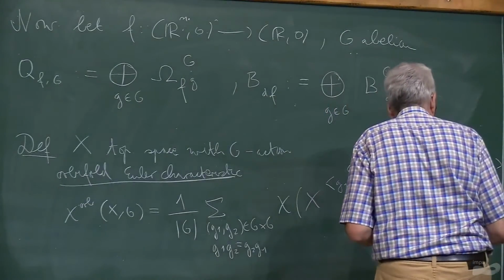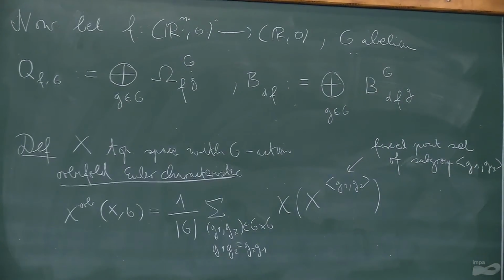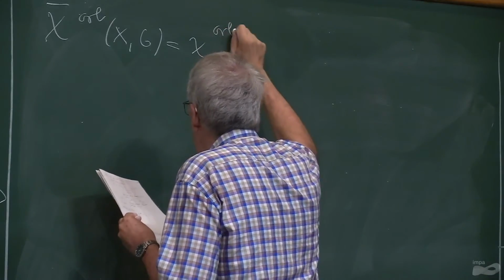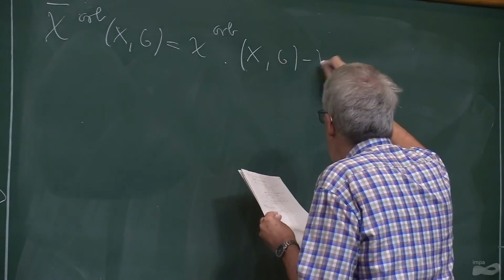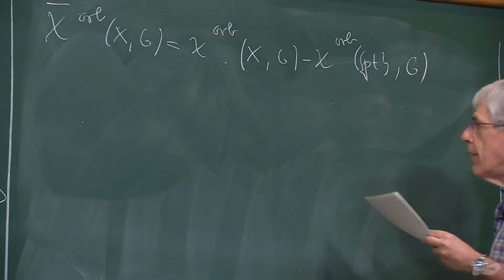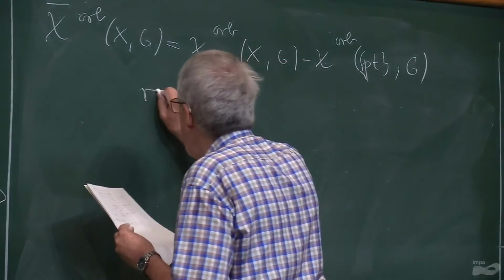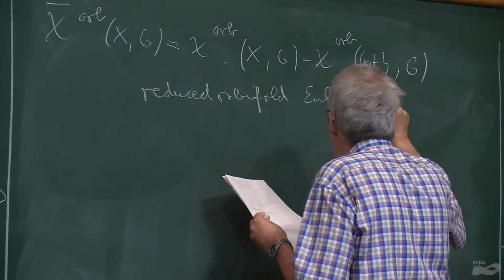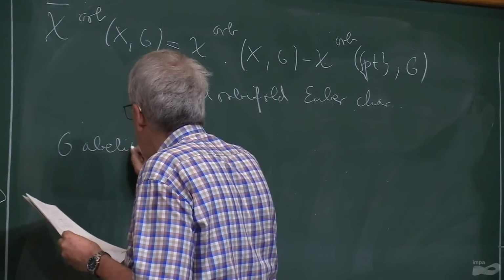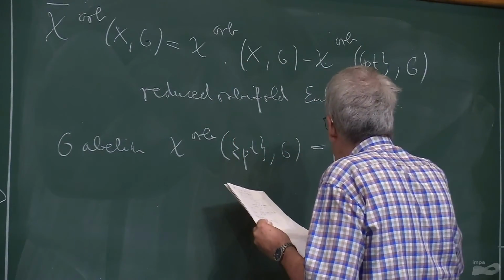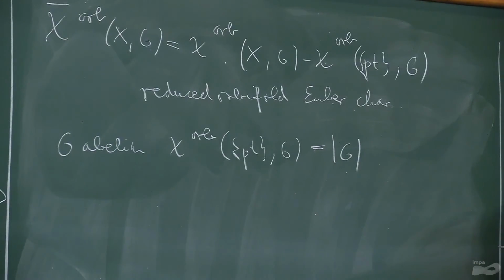And we need the notion of the reduced orbifold Euler characteristic. So chi orb bar of X, G is equal to chi orb of X, G minus chi orb of a point, the topological space consisting of one point, with G. This is the reduced Euler characteristic. And in the case that G is abelian, the orbifold Euler characteristic of a point is simply the order of the group. So in this case we simply subtract the order of the group.